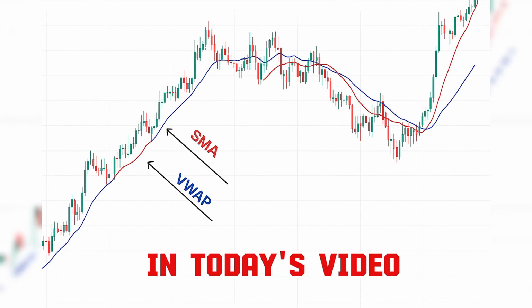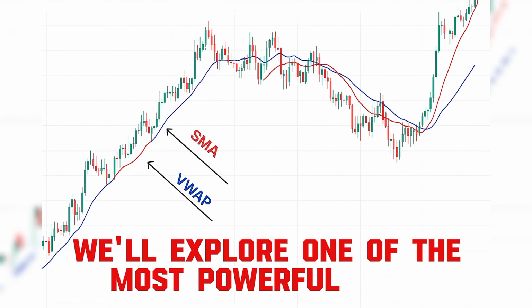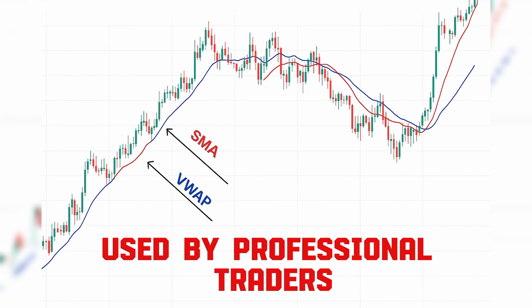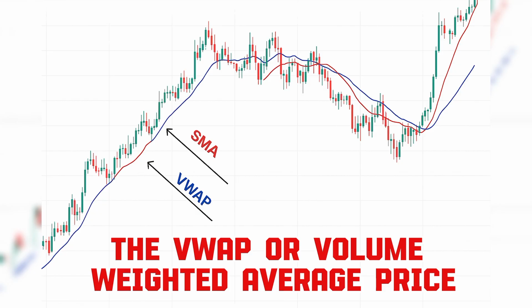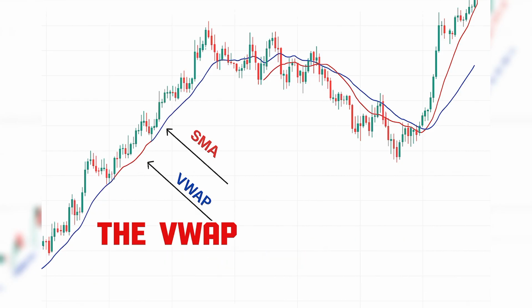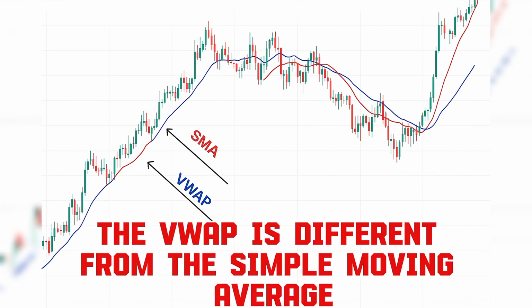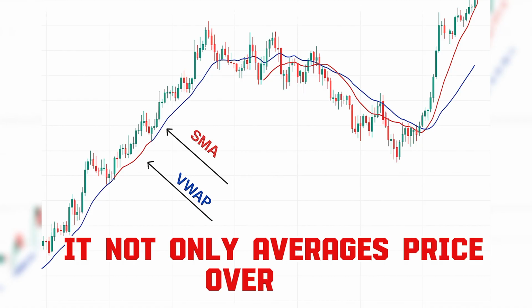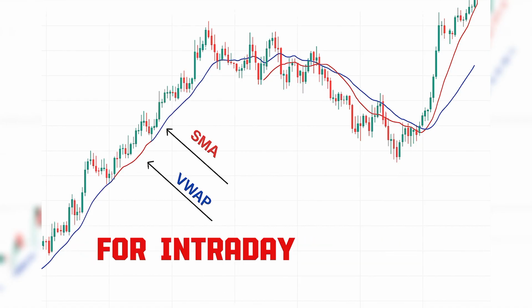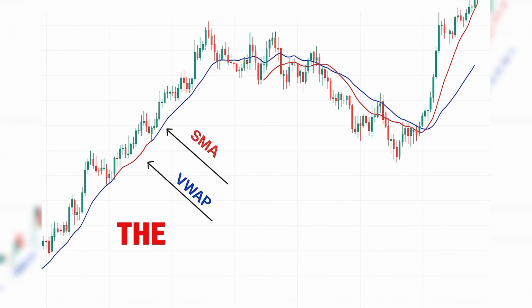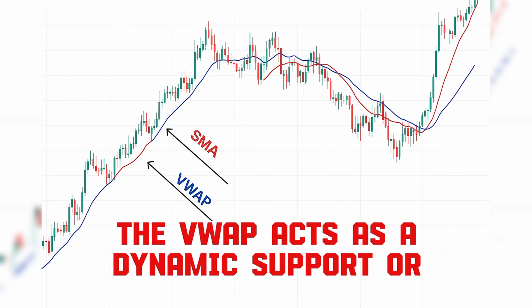In today's video, we'll explore one of the most powerful tools used by professional traders, the VWAP, or Volume Weighted Average Price. As shown here, the VWAP is different from the simple moving average. It not only averages price over time, but also weights it by volume, making it far more accurate for intraday decision-making. VWAP acts as a dynamic support or resistance.